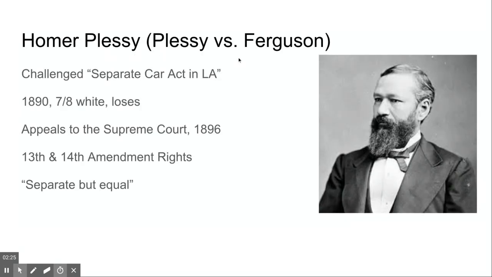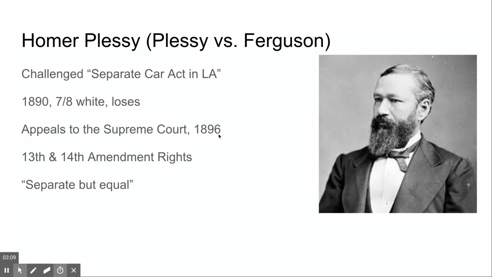Homer Plessy was one of the first to challenge, or at least first publicly to challenge, Jim Crow in the South. He challenged what was known as the Separate Car Act in Louisiana. Homer Plessy was 7/8 white, but in most southern states, they have what's called a one-drop law. So if you had any African American ancestry, you were considered African American. And in 1890, this was the law of Louisiana. He challenged the Separate Car Act by sitting in a railway car that was designated for whites only. He was arrested, he was convicted, he lost his first appearance in court, but he eventually appealed to other courts, and his case made it all the way to the Supreme Court in 1896.